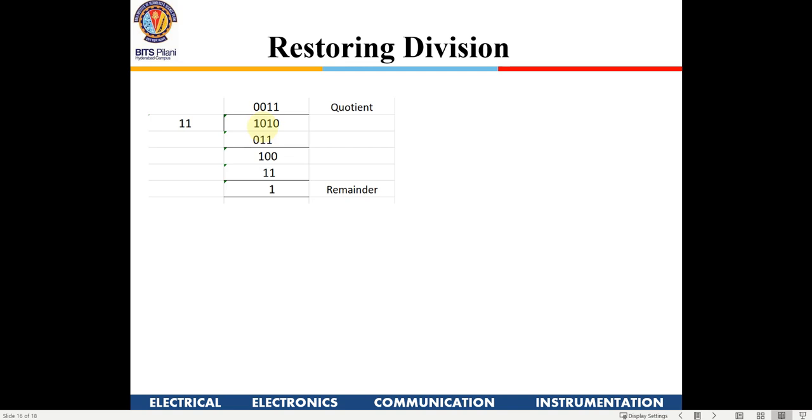Then we are going to take the next bit here. That is, we are now going to take 1 0 1, and then subtract 1 1 from 1 0 1. Since 1 0 1 is greater than 1 1, the result is a positive number. Since it's a positive number, we are going to write 1 on top here, and then we are going to retain this number.